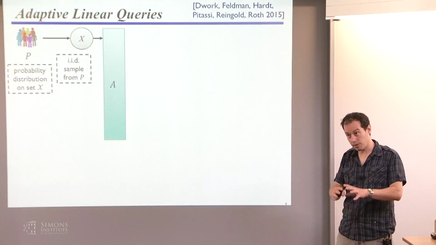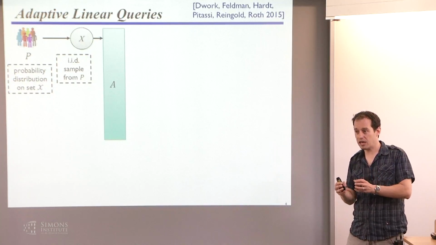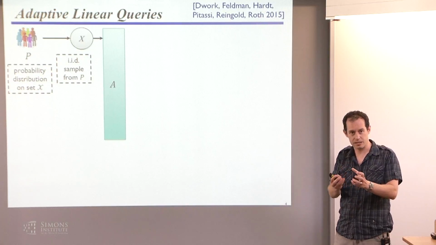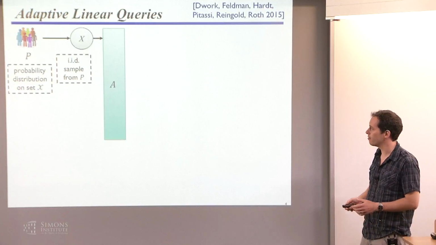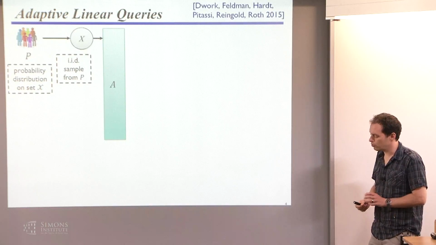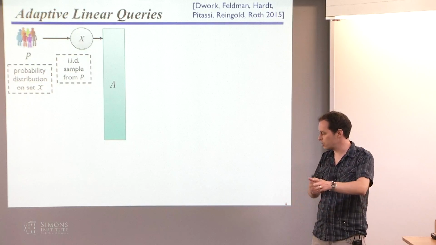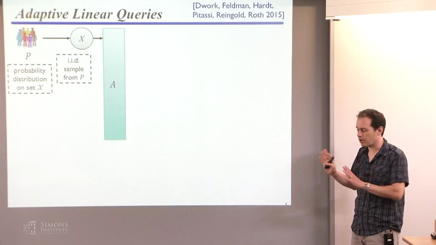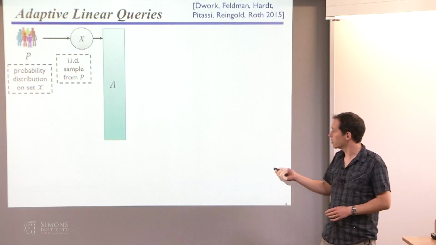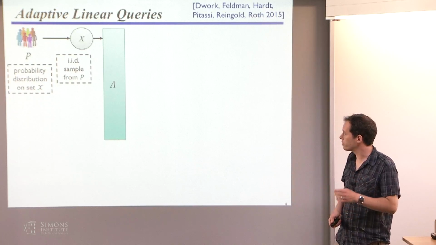As Aaron did, I'll spend a lot of time talking about this problem of adaptive linear queries, or adaptive statistical queries, both because it's an important problem on its own, but also because it's simple and clean enough that it's a good playground for understanding the tools we have. Even though in the literature there are lots of other models people have looked at, I'll stick to this because it'll keep the discussion more focused.